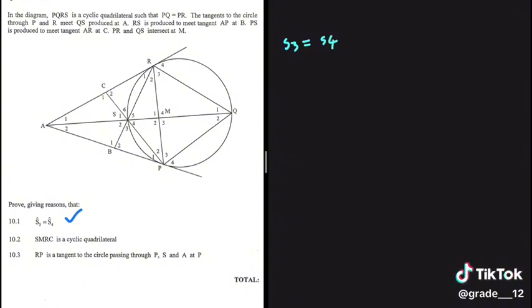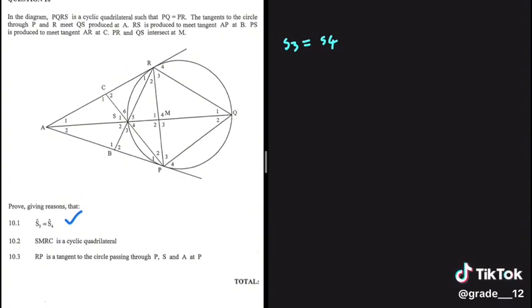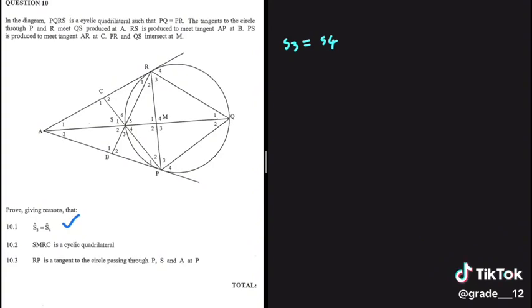Okay? But before we can attempt answering this question, let's go through the question statement so that we can extract our keywords that are going to help us in answering the question. Okay, so in the diagram, PQRS is a cyclic quad. So now I know that I have a cyclic quad. So let me write that down as it will help me in answering the questions. Okay, PQ is equal to PR. That is also important. PQ is equal to PR.